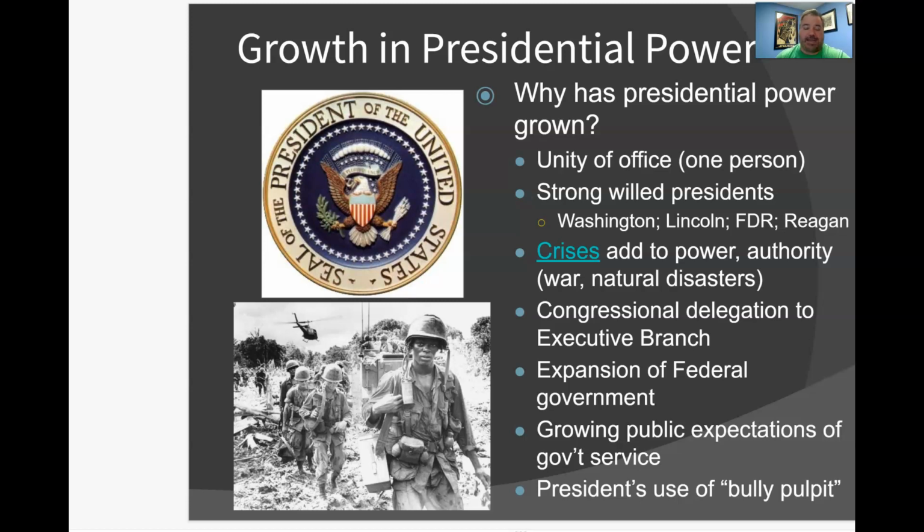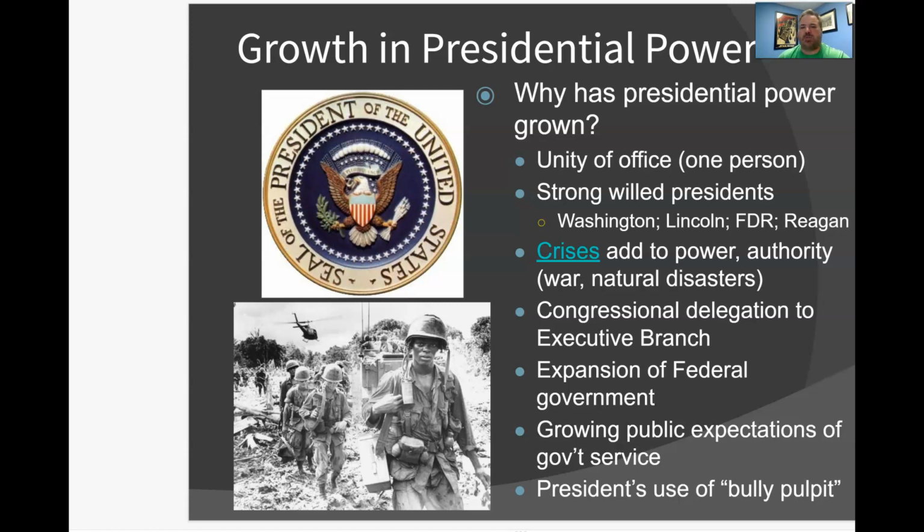And likewise, why is the government expanding? Because the people want it to. There is a growing public expectation of government service. The national government is called on to do things that used to be the province of state governments or local governments, or quite frankly, the public or the private sector. What used to be done by, let's say, charitable organizations is now provided for as a governmental service. Well, that means you need a larger government and larger executive branch to implement these ideas.